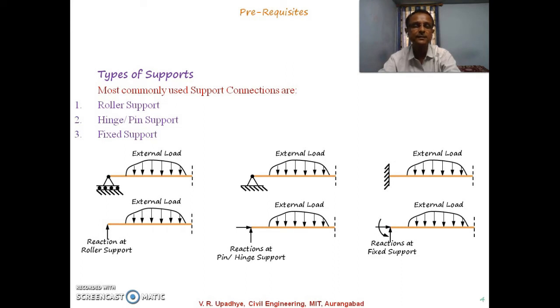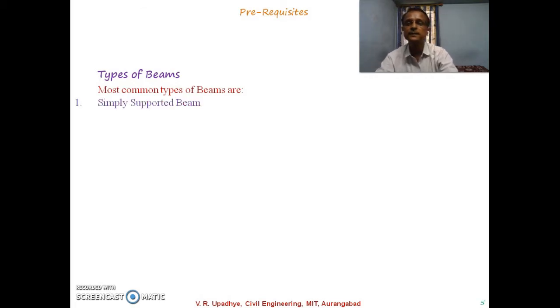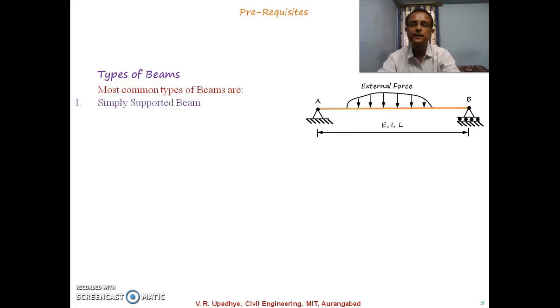So these reactions are actually not permitting that kind of deflection to be taken due to the applied external forces. Again, we will discuss that in types of beams. So the most common type of beam is the simply supported beam. The diagram is something like this.